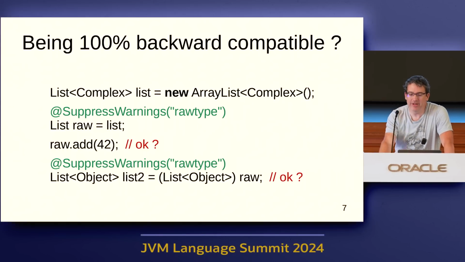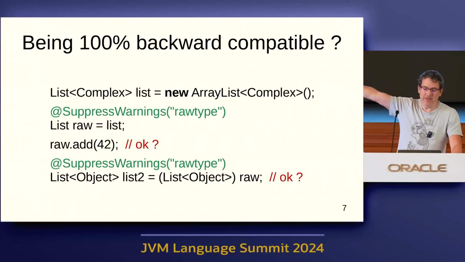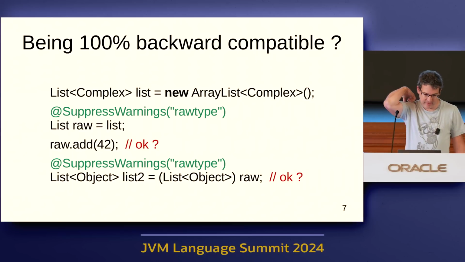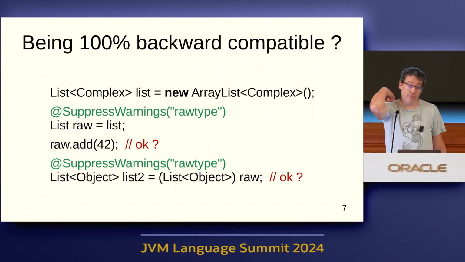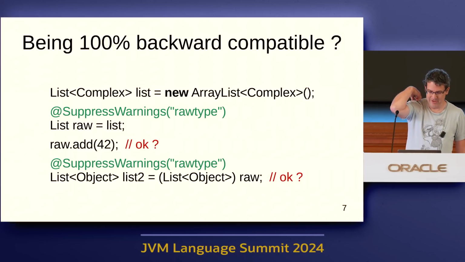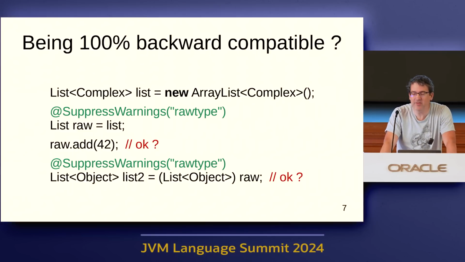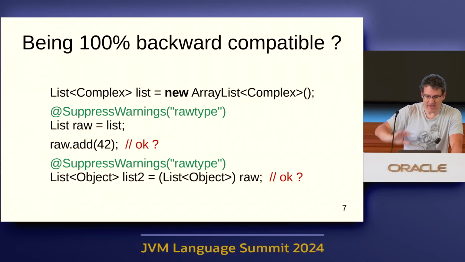Let's say array list of complex. So I have an array list of complex, and I put it in a list of complex. Obviously, we want to support raw types. So if I have a raw list, I can put my array list of complex and see it as a list.